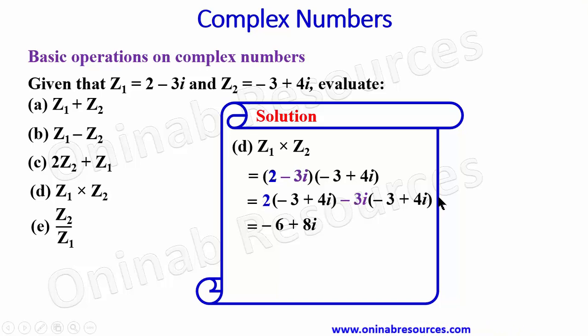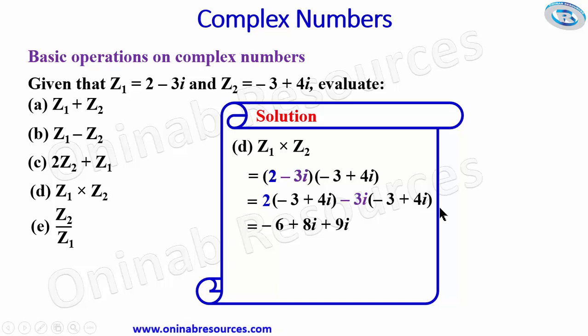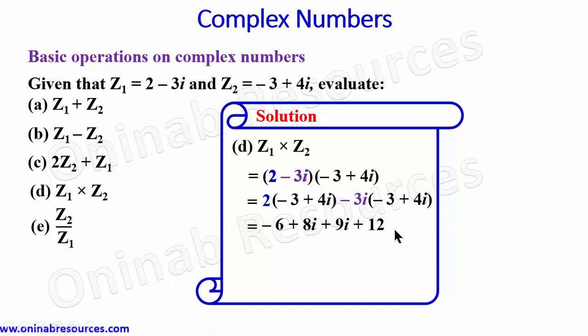Then we go to the other part. Negative 3i times negative 3 gives positive 9i. Then negative 3i times positive 4i. For your information, negative 3 times positive 4 gives negative 12. Then i times i gives negative 1. So that negative 12 times negative 1 gives positive 12.